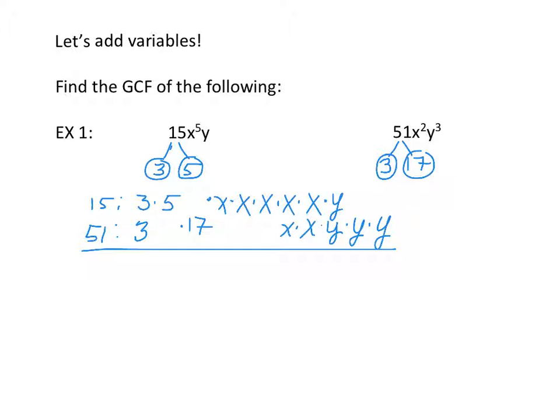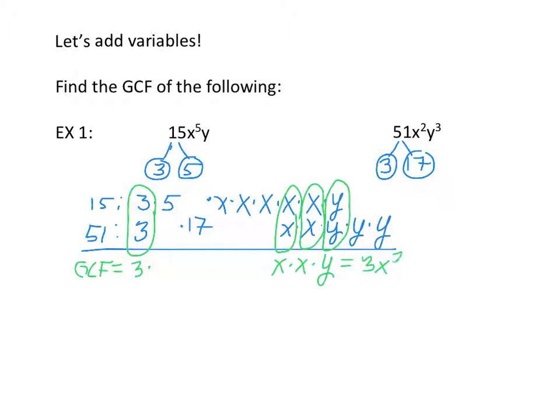And then we're going to do the greatest common factor exactly the same as we did yesterday. We're going to circle what they have in common. They both have one 3 in common, and they have an x, a second x, and a y. So drop down one of those from each of the columns, and then multiply them together. 3 times x times x times y is 3x squared y. So our greatest common factor is 3x squared y.